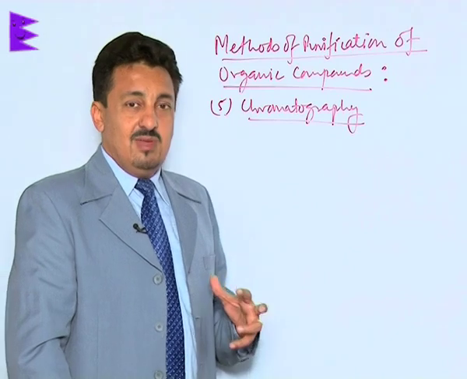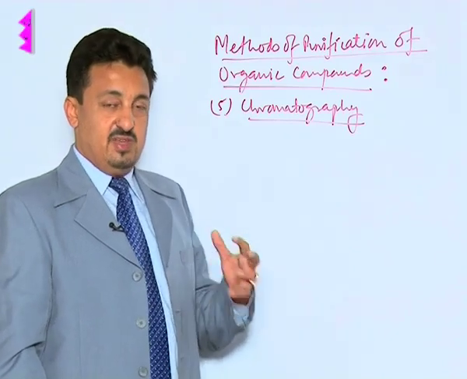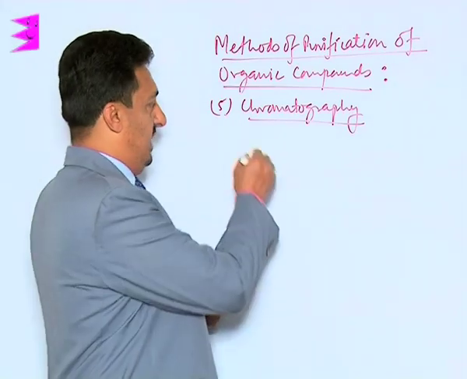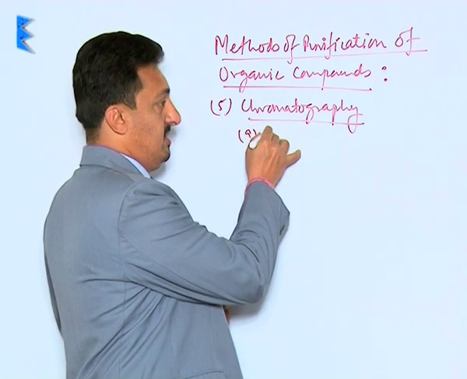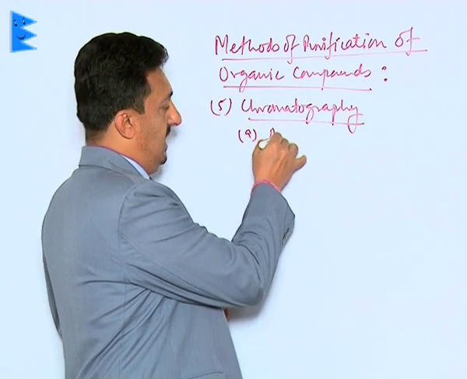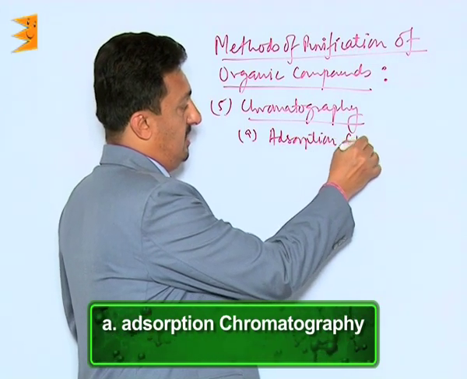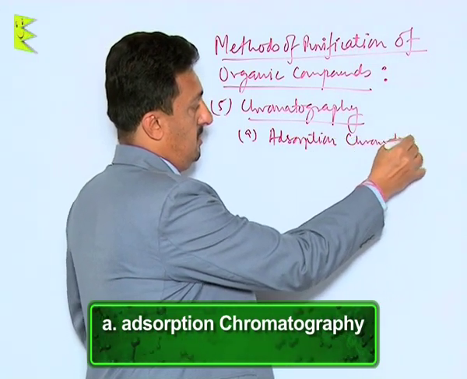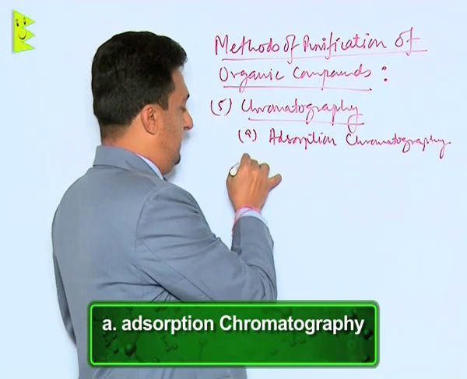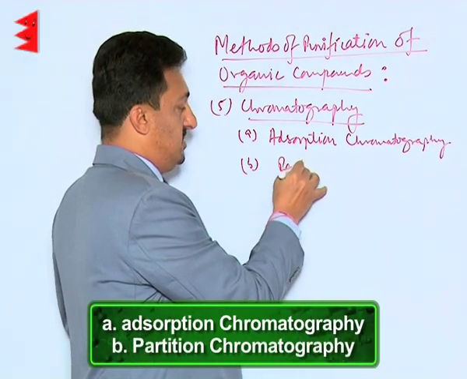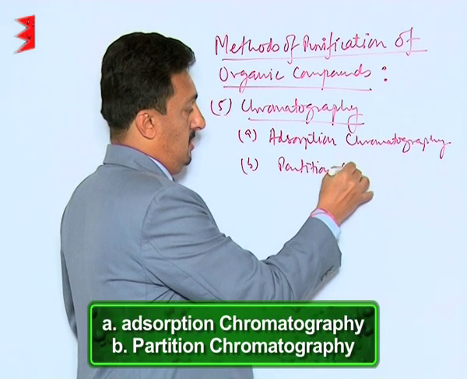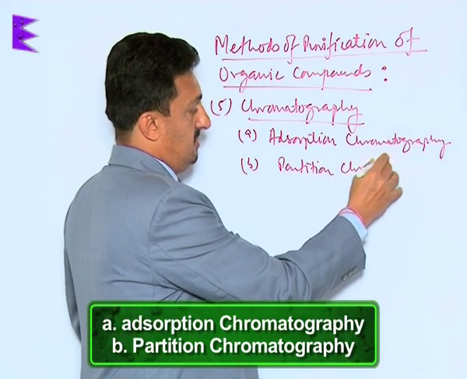Now chromatography, on the basis of the different techniques used for this process, is of two types. One is called adsorption chromatography, and the second is called partition chromatography.